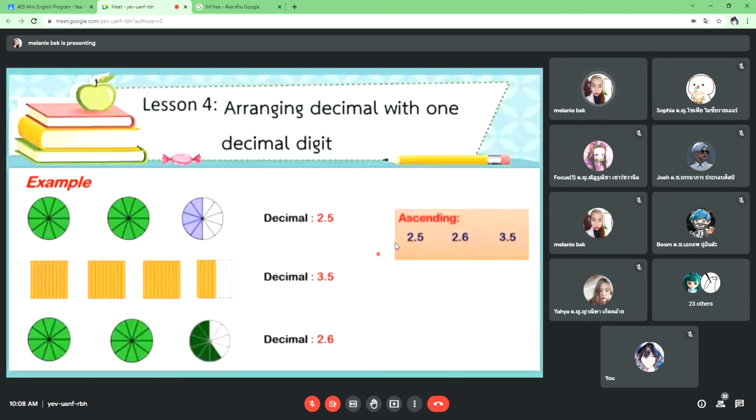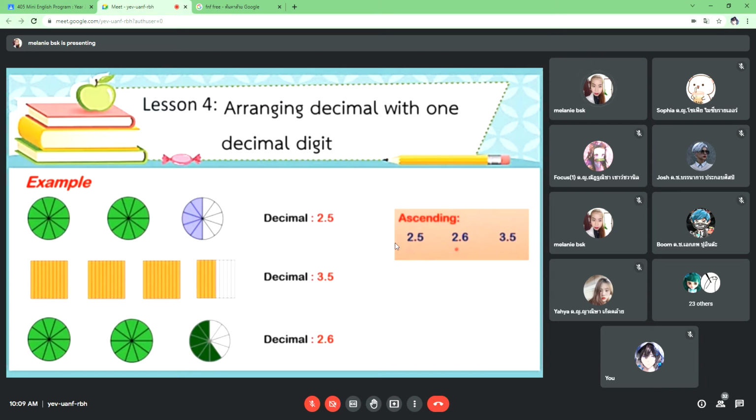Okay, so we are going to continue. The word is ascending. Say it again. Ascending. When we say ascending, look at the examples. The first one is 2.5, 2.6, and 3.5. What can you see in these numbers?